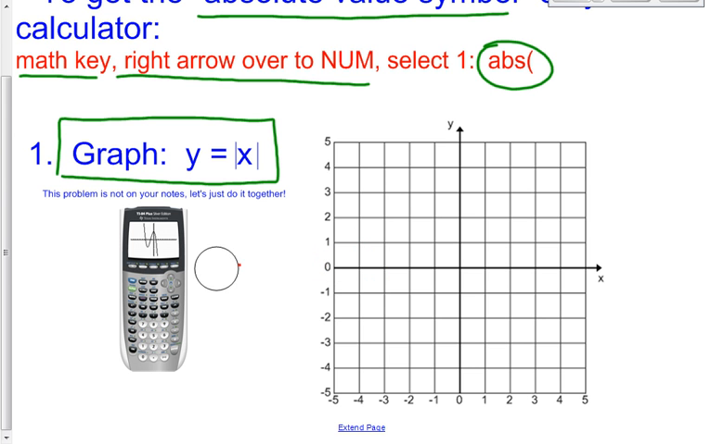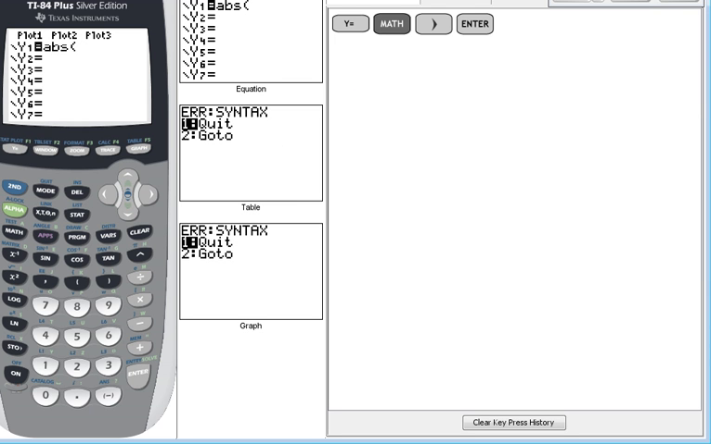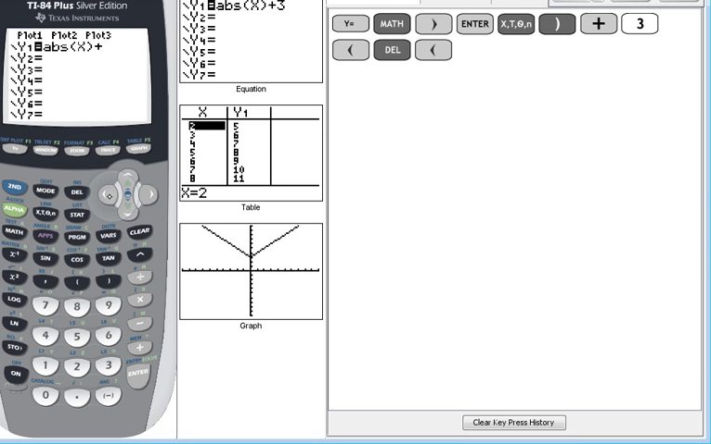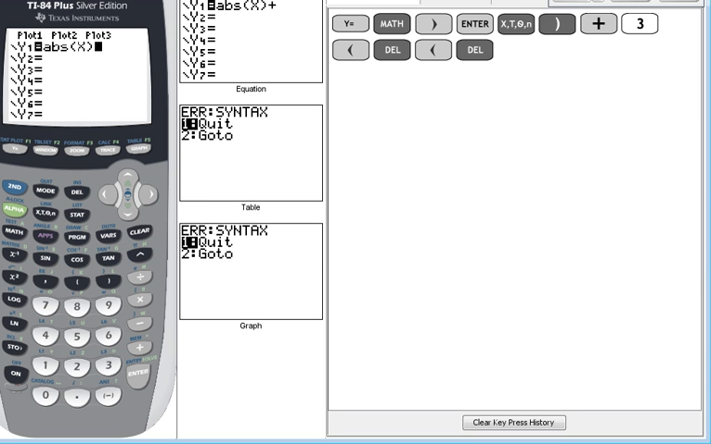But for those of you following along with my calculator, here's how we do it. Y equals the absolute value of x. Then you close your parenthesis. Now if I wanted to, I could put a +3 or something like that, but that isn't the case on this problem, so I'm not going to do that. But that's how you enter it on your calculator. Y equals the absolute value of x, and then you graph it.